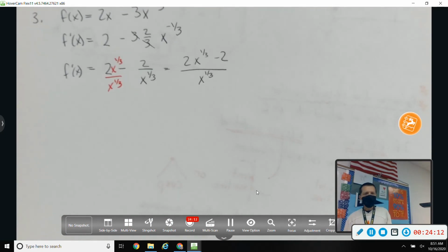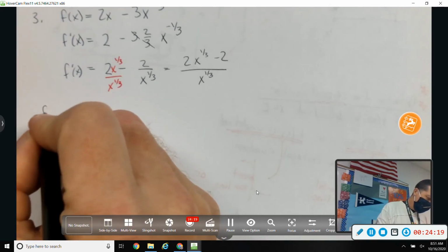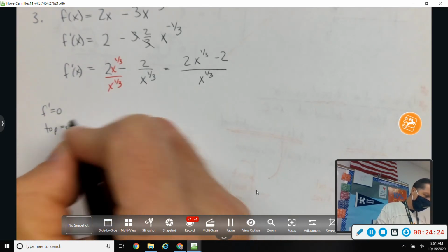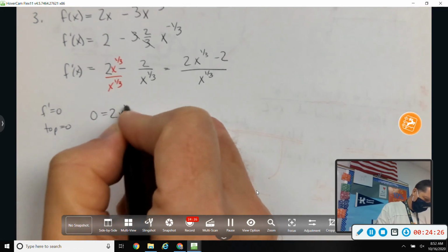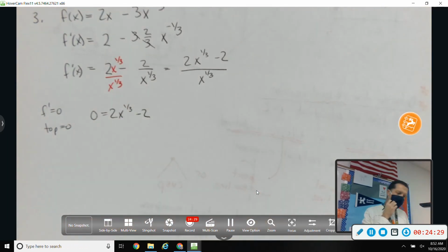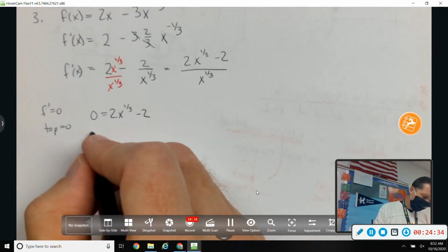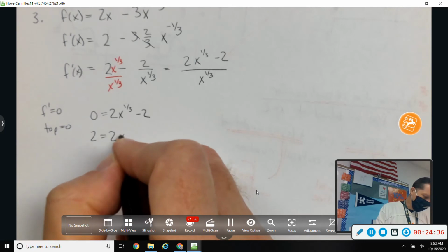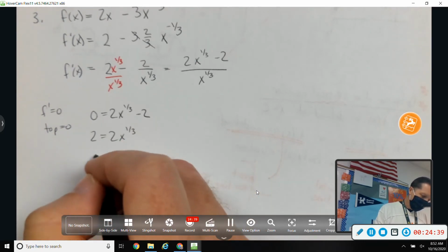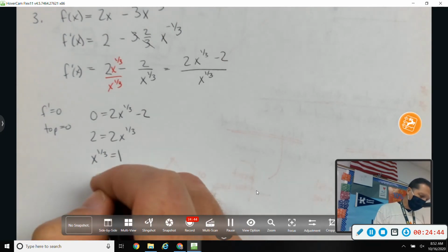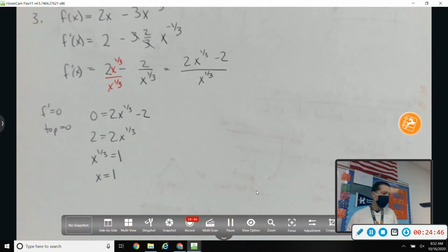All right, so common denominator, x to the 1/3. So f prime equals 0 if the top is equal to 0. So let's move things around. That means 2 equals 2x to the 1/3. That means x to the 1/3 equals 1. If I cube both sides, I get x equals 1.